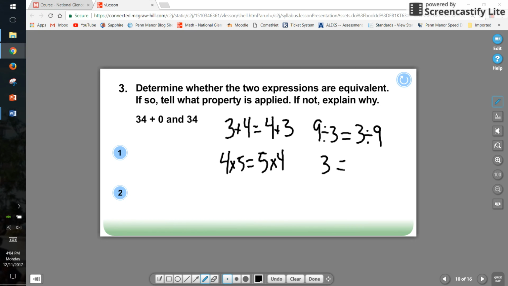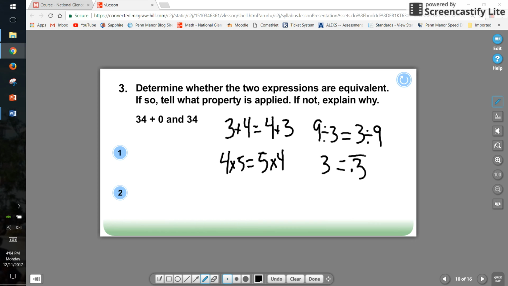I'm going to put the 3 first, and then divide it. You might already have it in your head. And it comes out to 3 with bar notation over it, meaning 3, 3, 3, 3, 3, 3, 3, infinity. Yeah, those are definitely not equal.